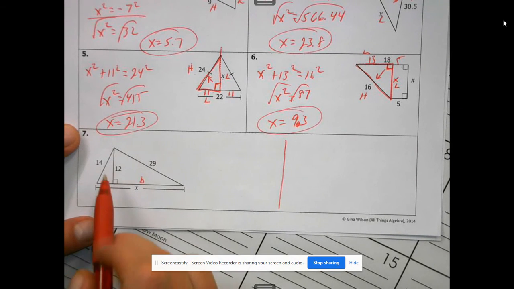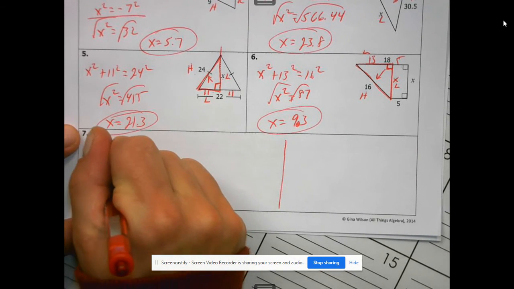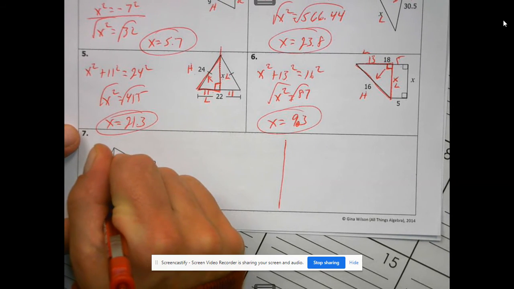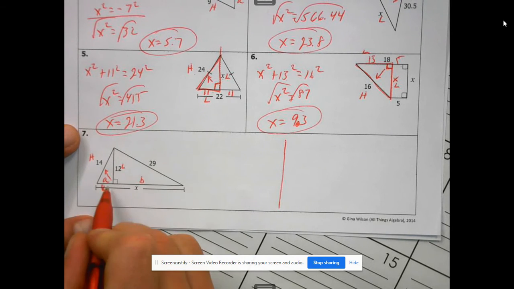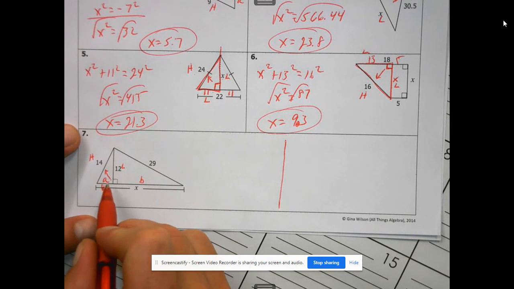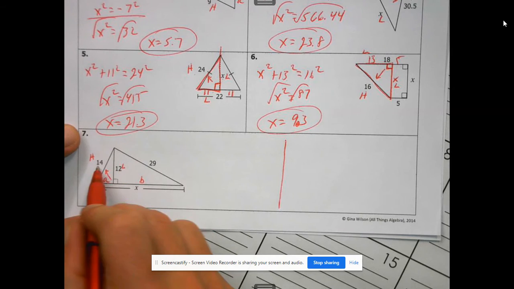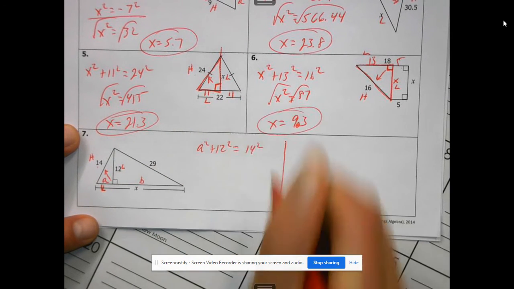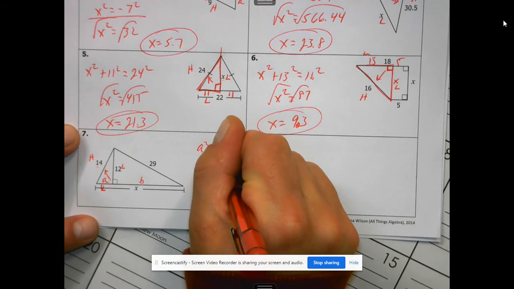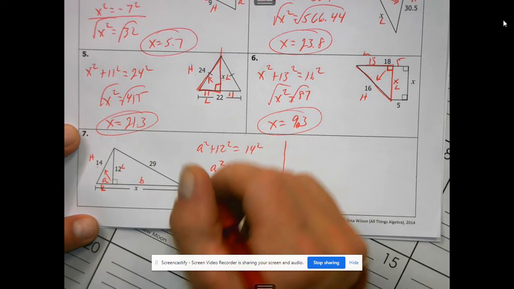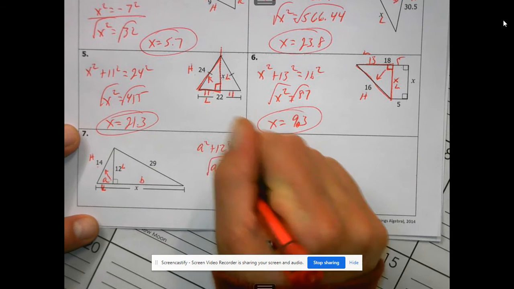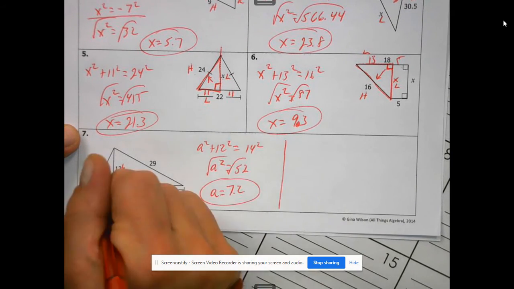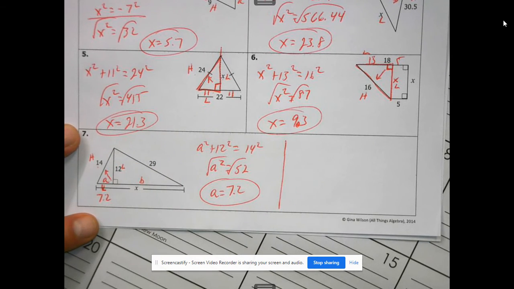So first we'll focus on the left side. Piece across the 90 is the hypotenuse. Two pieces touching the 90 are your legs, so we're missing a leg right here. So setup, I would go a squared plus 12 squared equals 14 squared. Subtract over the 12 squared. That gives me 52. Then square root 52 comes out to be 7.2. So that piece right there, 7.2.